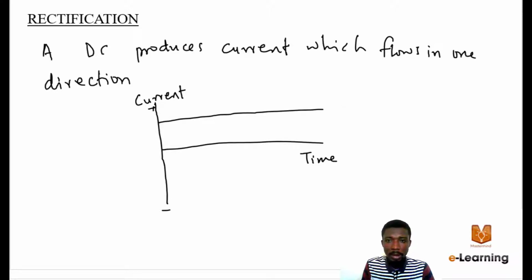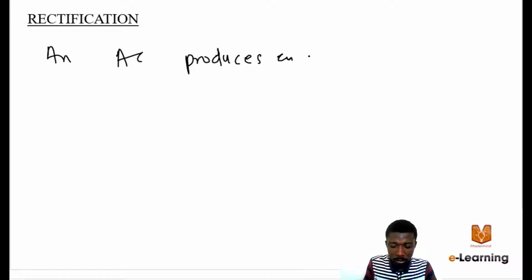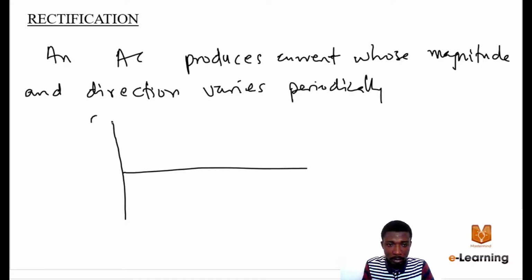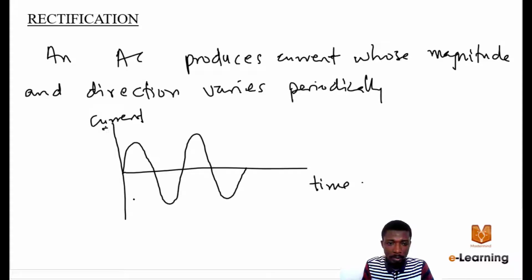Let's look at an AC. An AC produces current whose magnitude and direction varies periodically. So if we had to draw a graph of an AC, this is my current axis, my time axis. So you see that it's my positive side. Constantly, its polarity varies. At one point it is positive, the next point it is negative. As time increases, you see that its magnitude and direction varies.